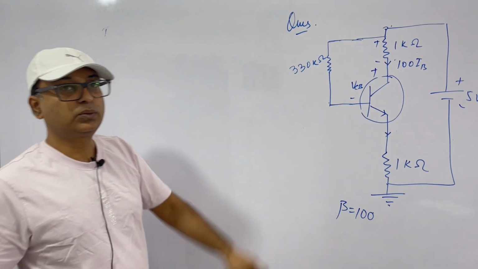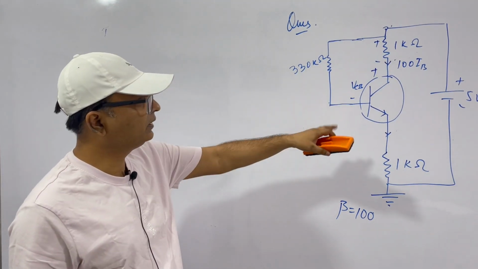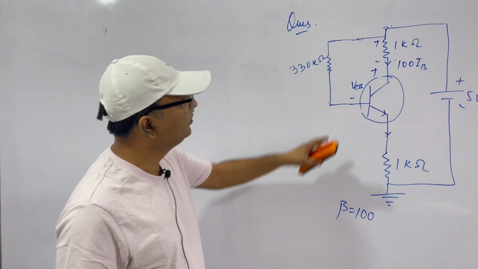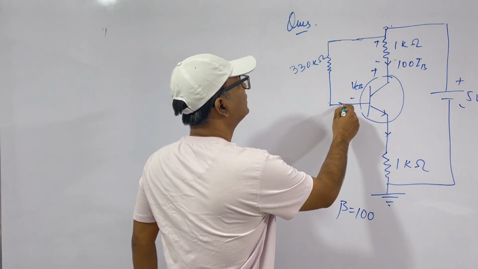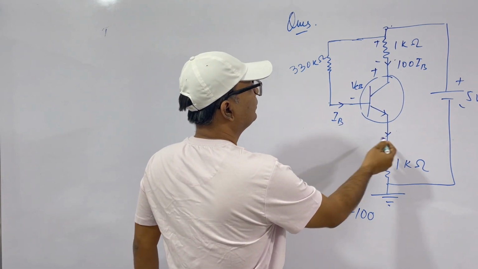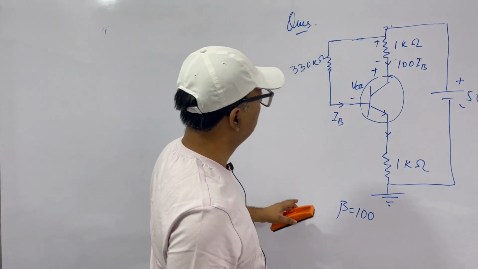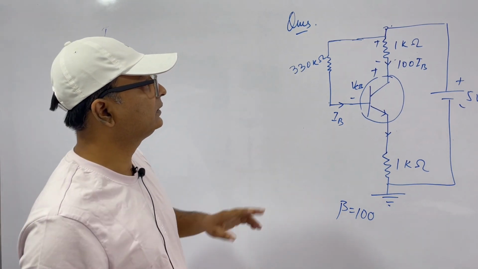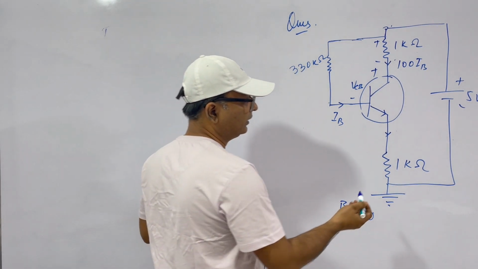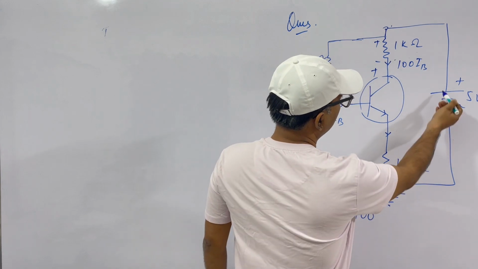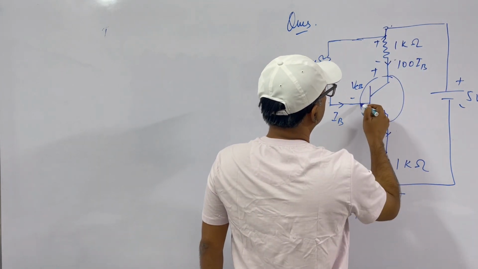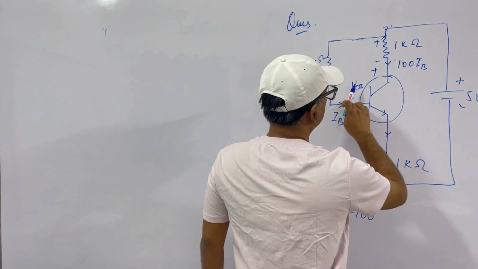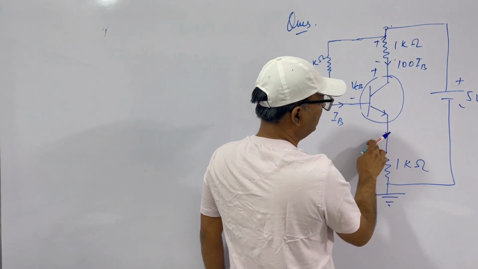So this is our next question. Beta is given, VBE is 0.7 volts. We have to find VCB. We have to find the base current, and IB and IC. Now let's see. We can have a KVL like this, minus 5 volts.